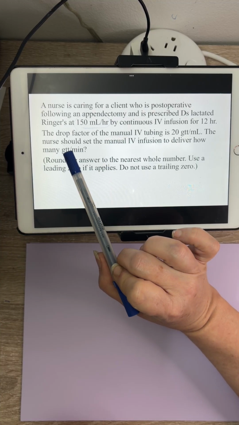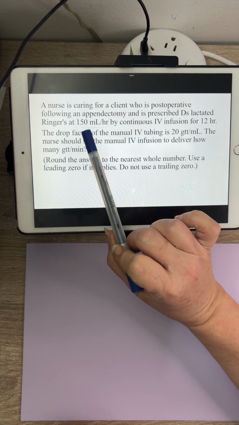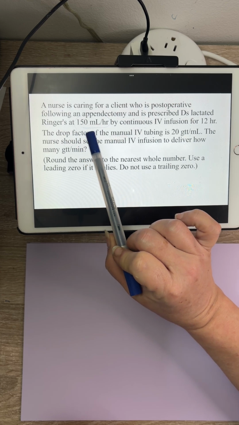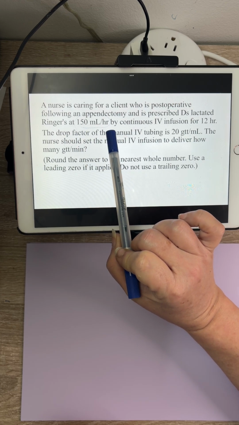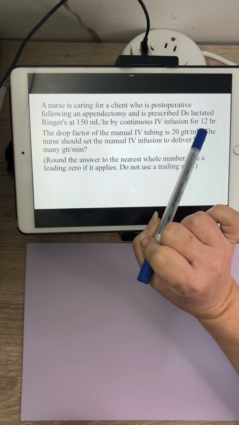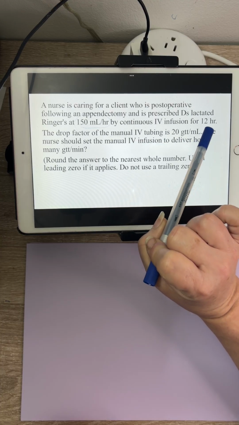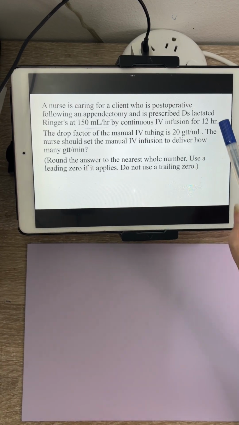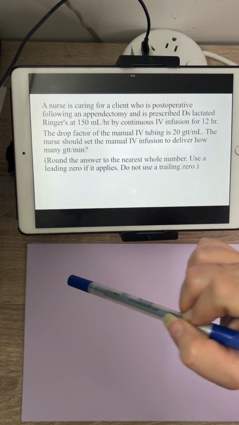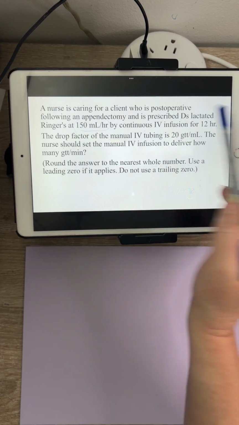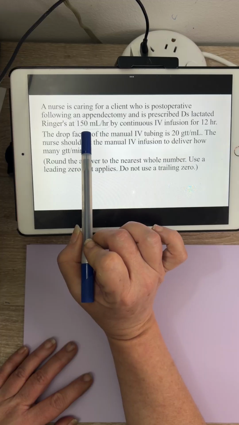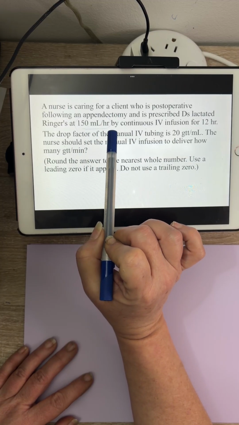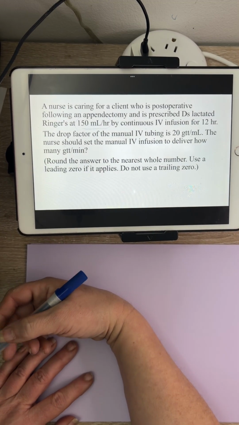So we have, it's going at 150 milliliters an hour. It says it's going over 12 hours, but the 12 hours is a distractor because for us to use the 12 hours, we would need the total volume, like 1 liter. But when they give you 150 milliliters an hour, they've done you a favor.